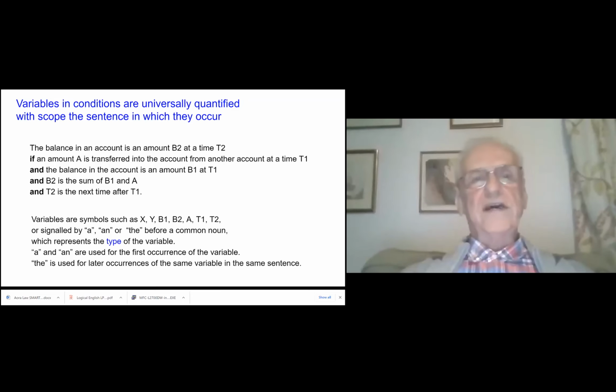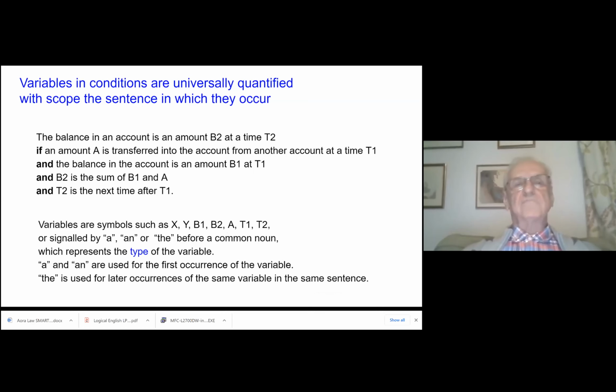So we could rewrite this. So we could have said the balance in an account, the balance in account X is an amount. And we don't have to say what the amount is. We could just say an amount, because we have two different ways of referring to variables. And all of these variables are universally quantified, and their scope is the sentence in which they occur.